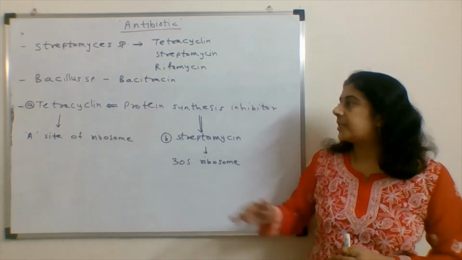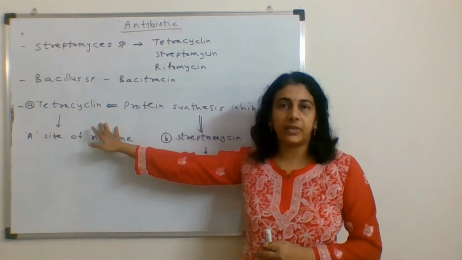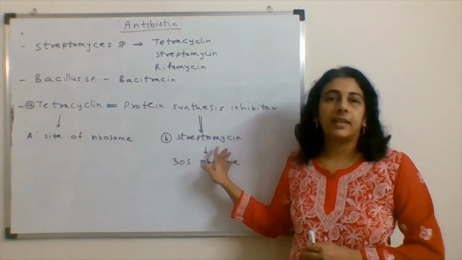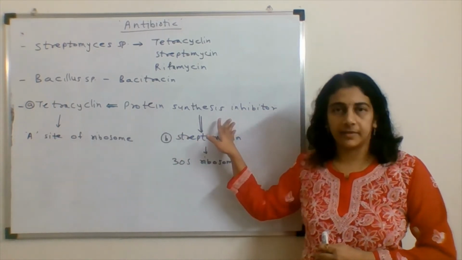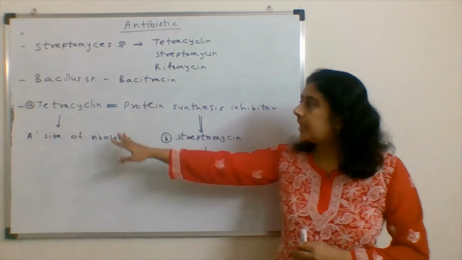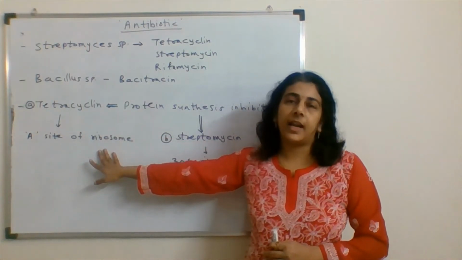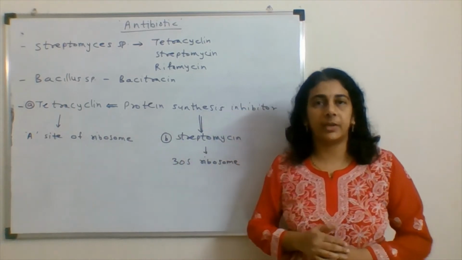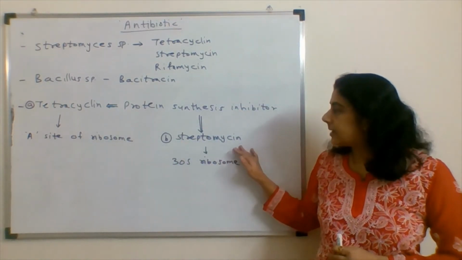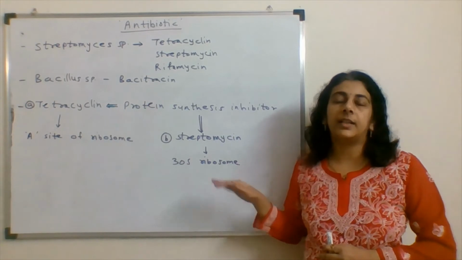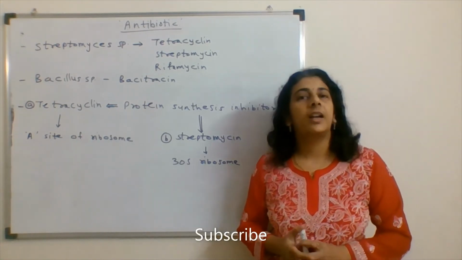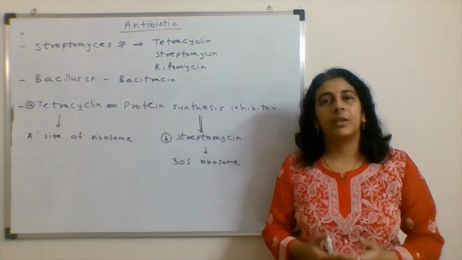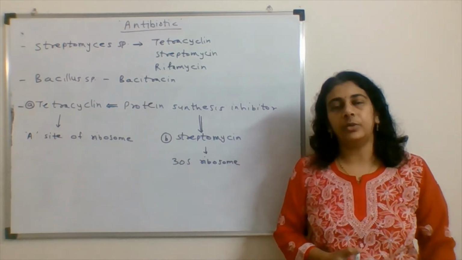Now coming to the options, in our options tetracycline and streptomycin are given. These two antibiotics inhibit protein synthesis. In case of tetracycline, it acts on the A site of the ribosome to inhibit protein synthesis, whereas streptomycin works on the 30S ribosome subunit and ultimately inhibits protein synthesis. Now let's see what about the other two options.